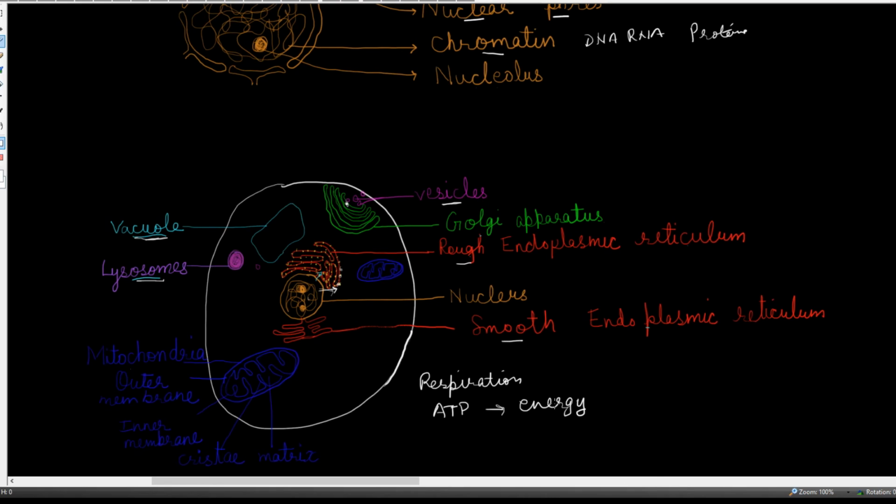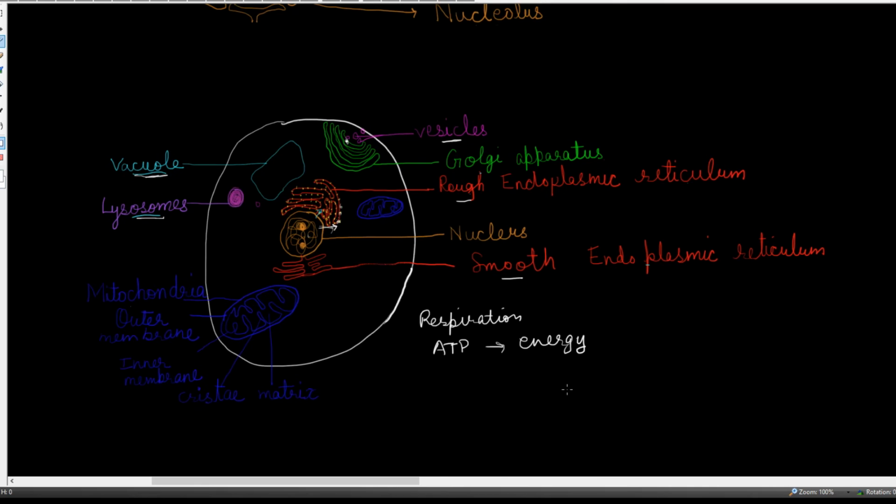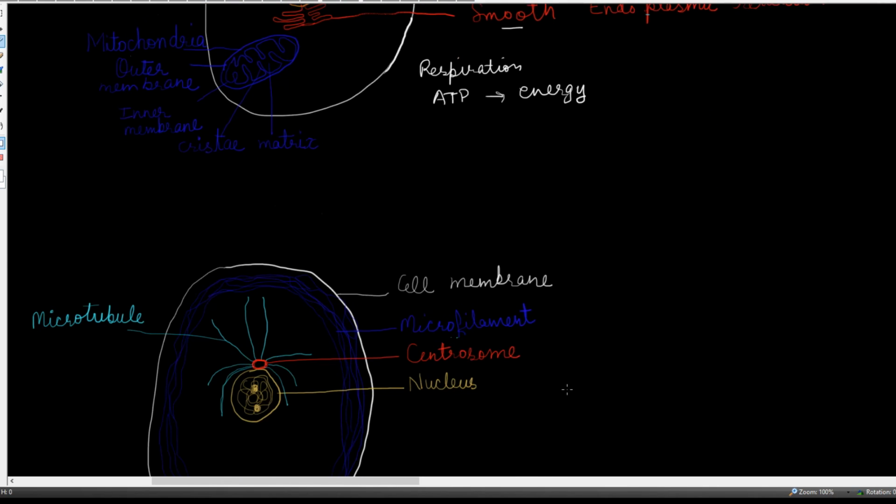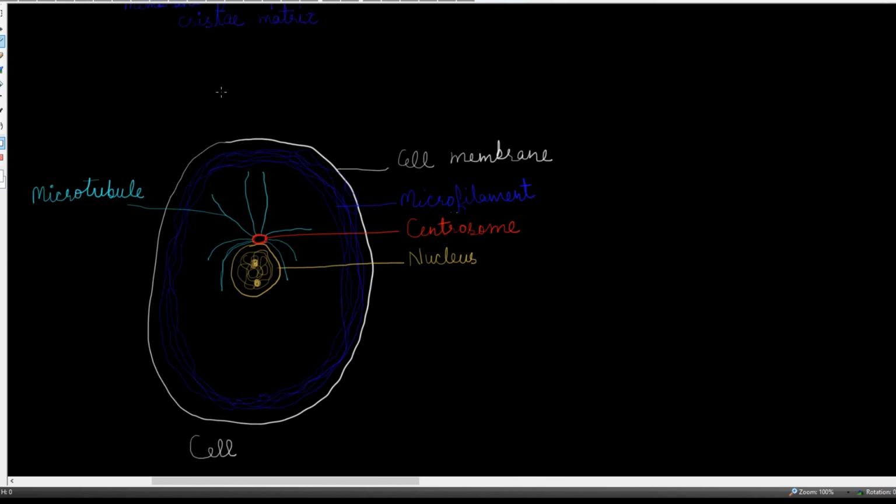Now, how do cells maintain their shape? Cells maintain their shape with the help of a cytoskeleton. The cytoskeleton includes the microfilaments. These are the microfilaments. They are made up of proteins, and the microtubules, which are thin hollow tubes.